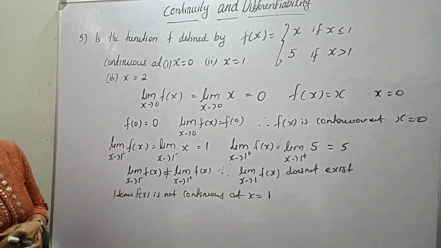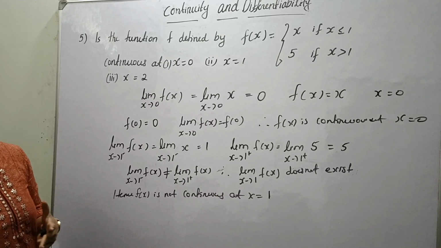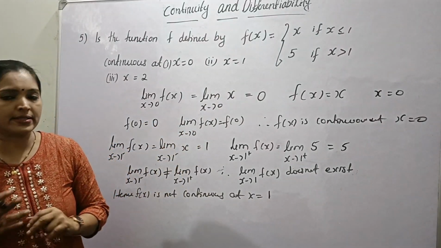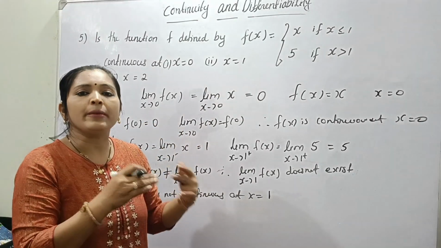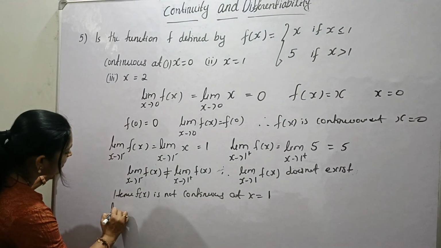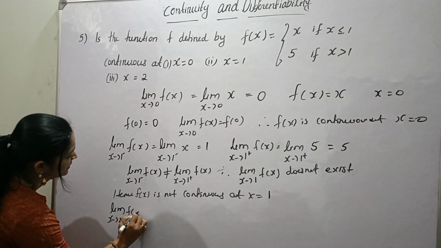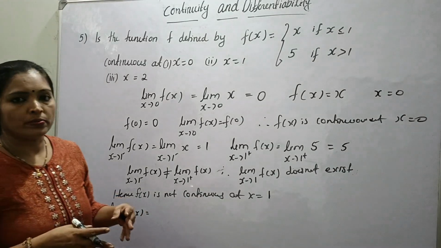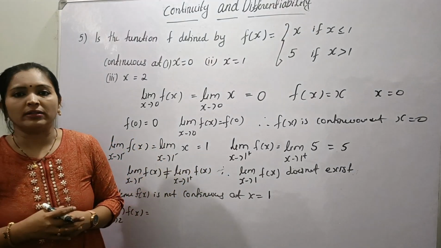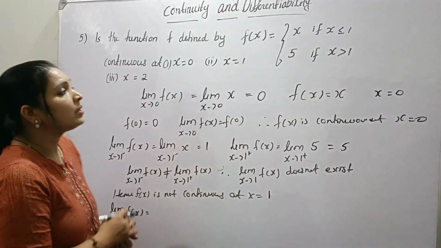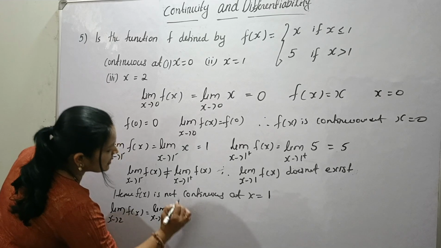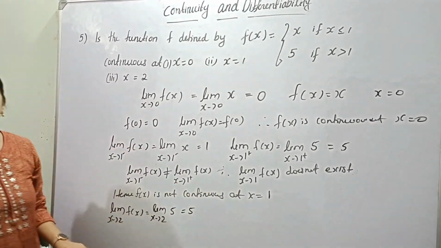So what about the third one? x is equal to 2. Here also there is no need to find the left hand limit and right hand limit, since our conditions are x less than or equal to 1 and x greater than 1. So directly we can find limit x tends to 2 of f of x. x tends to 2 means the value of x is very close to 2 and greater than 1. When x is greater than 1, the value of the function is 5. So limit x tends to 2, f of x is 5.